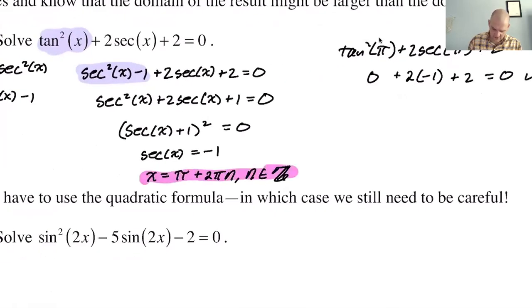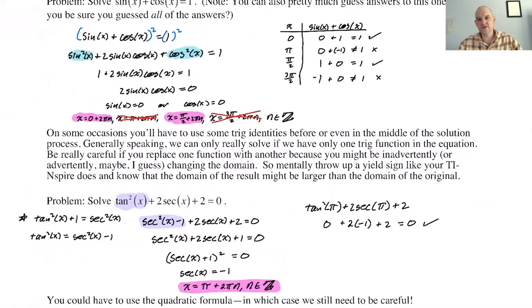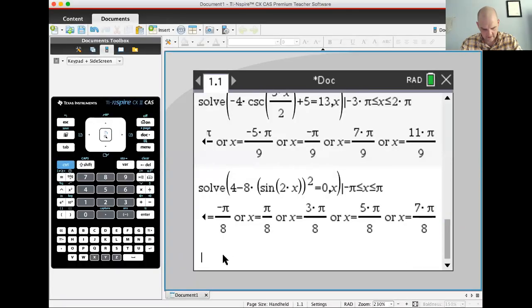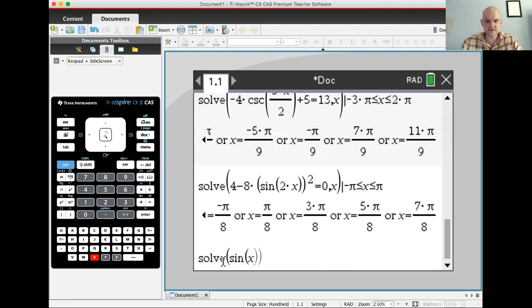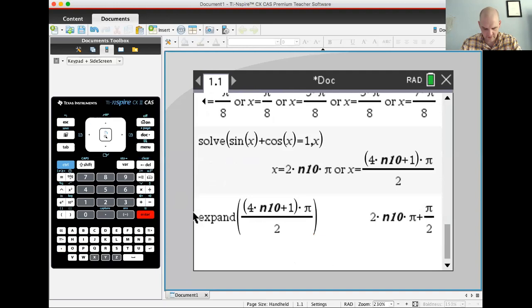I think it's a good idea to check your solutions when you're solving these sorts of things. So what I'm going to do really quickly is check both of these on a calculator because it's something we should do. And then I will cut this video off. So let's see how we did. We're solving sine of x plus cosine of x equals 1 for x. The first solution is just 2 pi n, which we had. The second one's written really weirdly. Let's expand it. It's pi over 2 plus 2 pi n, which is what we had. So good, checks out.